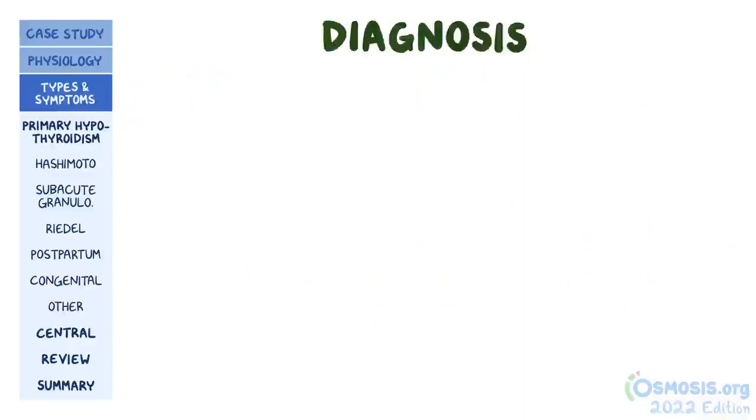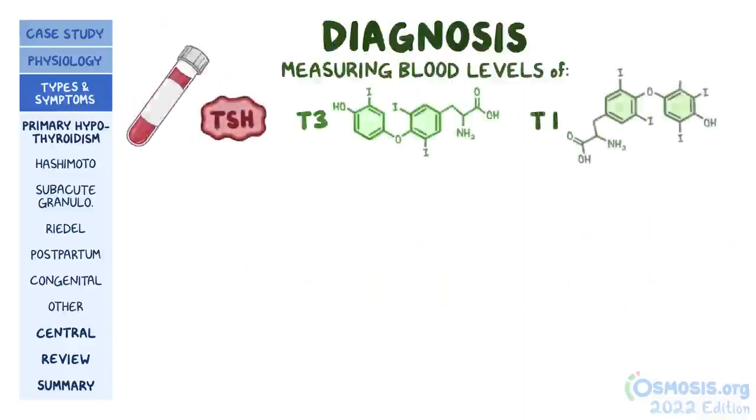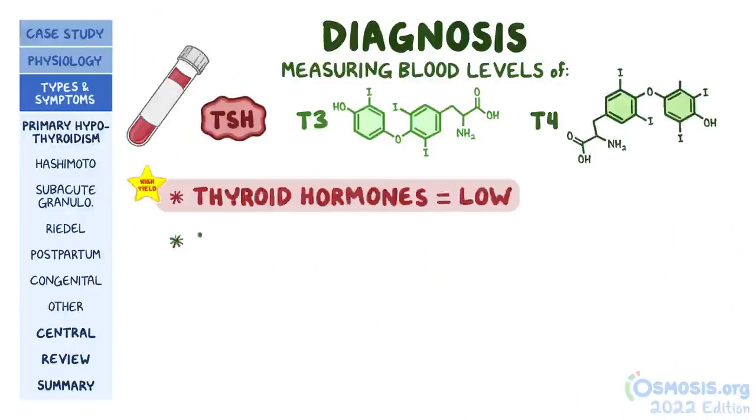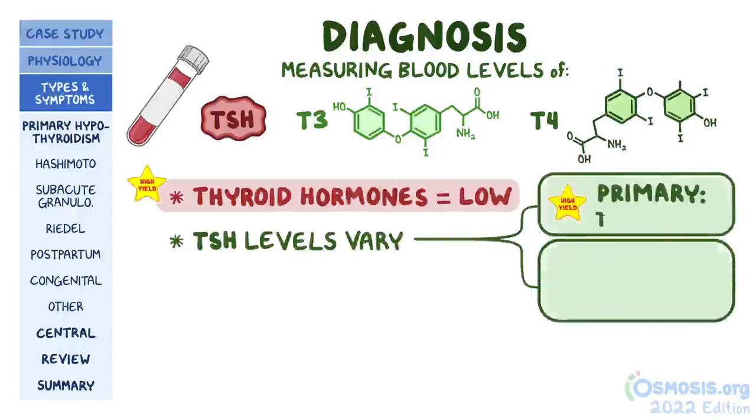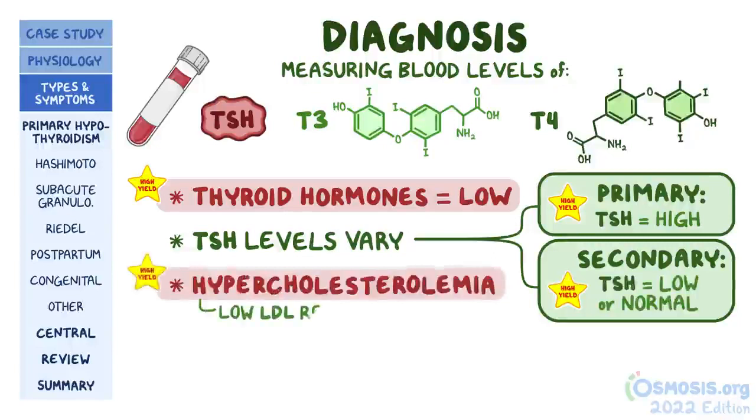Diagnosing hypothyroidism is done by measuring blood levels of TSH, T3, and T4. In all cases, thyroid hormones will be low, but TSH levels vary. If it's due to a primary cause, TSH will be high, and if it's due to a secondary cause, TSH will either be low or normal. There can also be hypercholesterolemia due to low LDL receptor expression.